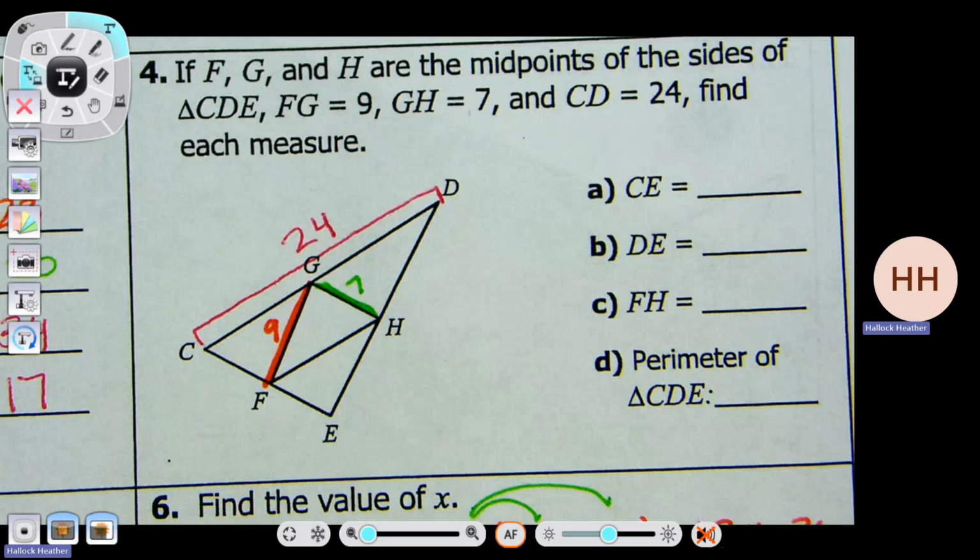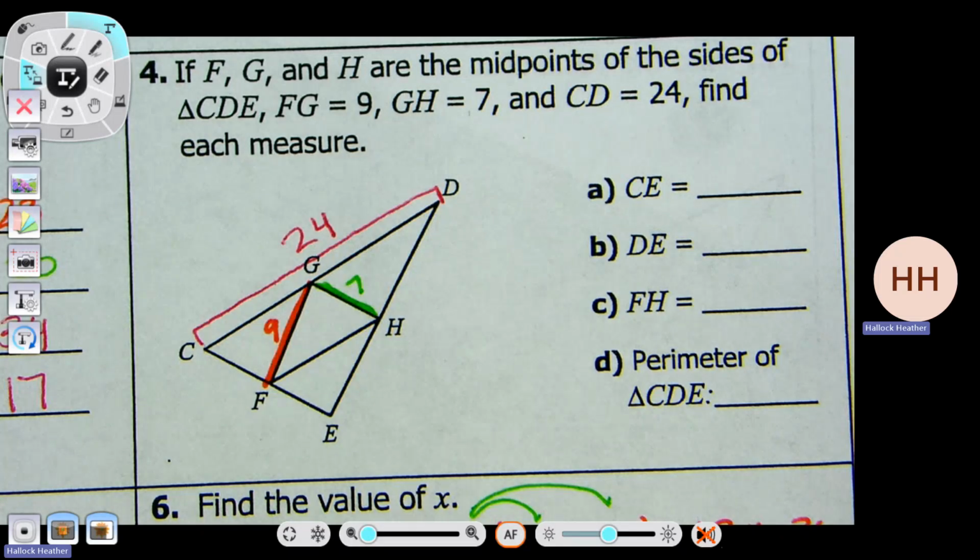Would F be the midpoint of CD? What did you get 14 for? I got 14 for CE. Yeah, that's the right answer. Oh, CD, okay. Why times 9? I don't know. Alright, so what do you want to do?